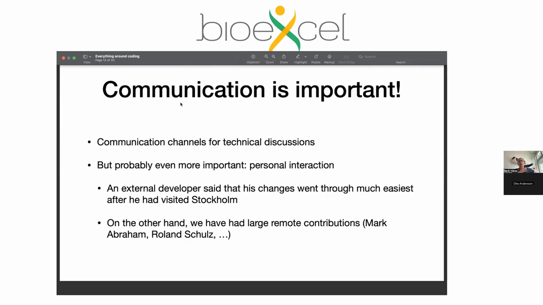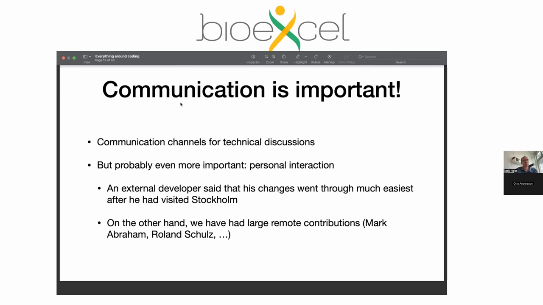So communication is important, for technical discussions, but probably even more important is personal interaction. If you work on a project, it's good to know who the others are. And even though you're maybe not directly collaborating, it helps. We had one external developer saying that his change went through much easier after he visited Stockholm.